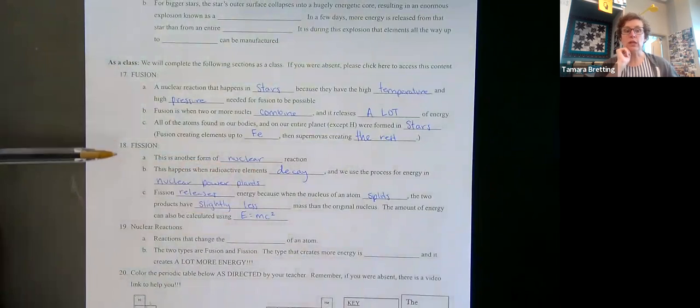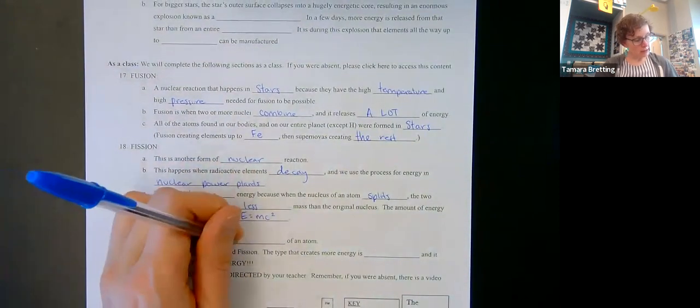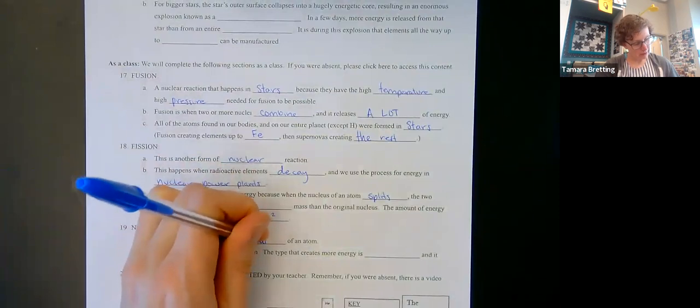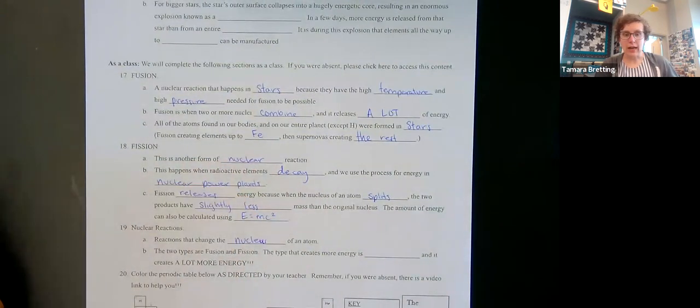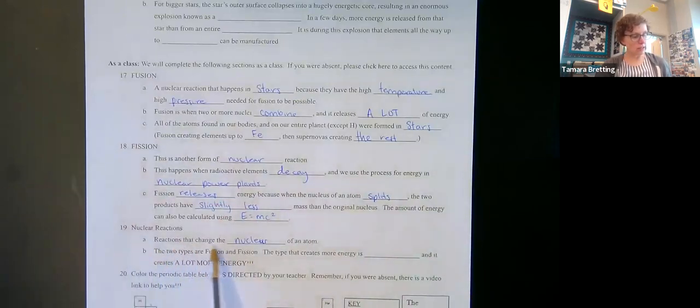So both fusion and fission release energy, okay? Nuclear reactions are reactions that change the nucleus of an atom. So nuclear reactions that change the nucleus of an atom. The two types are fusion and fission.